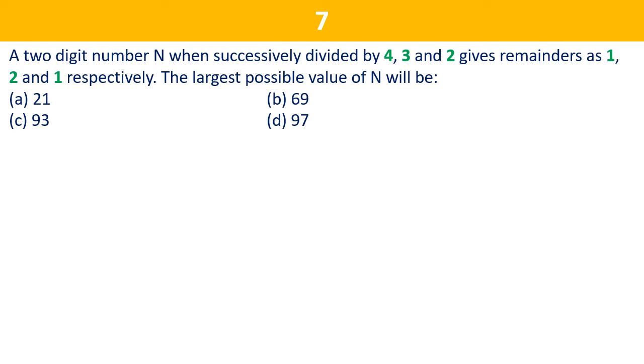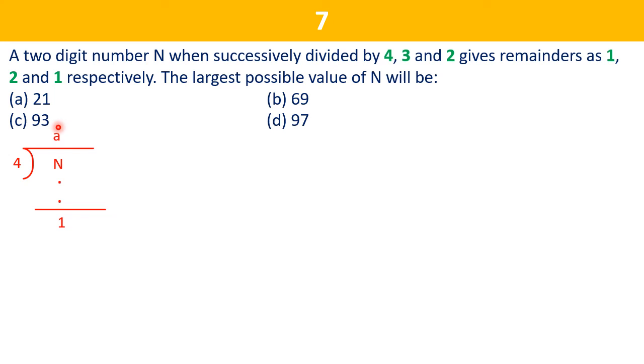Problem 7. A two-digit number n when successively divided by 4, 3 and 2 gives the remainders 1, 2 and 1 respectively. The largest possible value of n will be what? Now first of all, we will take a number n as mentioned here, and if we divide it by the divisor 4, the remainder obtained is 1. So I divide n by 4, the remainder obtained is 1, and let us say the quotient is a.